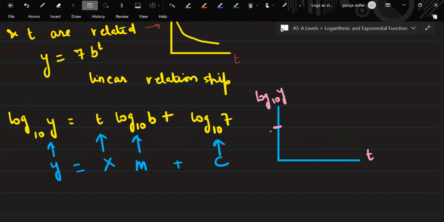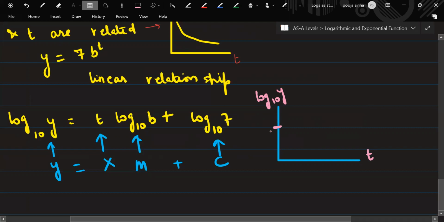Log 7 you can find out. Now here for the constant, we have a number. You put it in the calculator, you get the value of log 7. So that will become your y-intercept, log 7. And what's your gradient? Log b. So log b, if we know the value of b then we can even find the gradient. But what if we don't know the value? We'll leave it like this only. Right now we don't have to do anything; when it's asked in the question, we will find out.